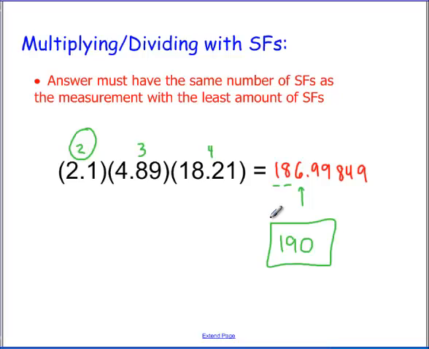This would be how to round your answer when you're multiplying or dividing measurements. You round it to the least number of significant figures. These are very strange at first. If you need extra help with rounding, take a look at your textbook on pages 48 and 49, and there are some extra practice problems there. But when you come to class next time, we will go through the shortcut and we'll do many practice problems.